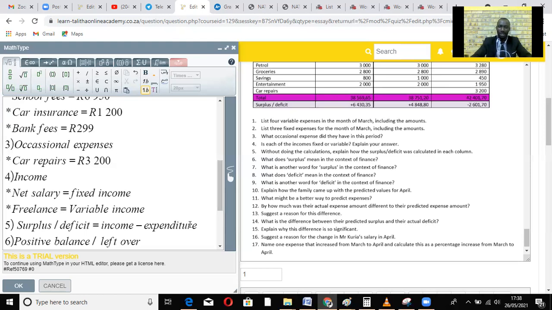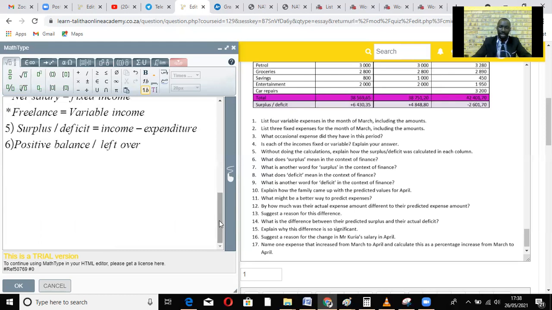Well, now the next question is question 7. And what is question 7? Question 7 is saying, what is another word for surplus in the context of finance? Well, another word for surplus in the context of finance is simply profit. Yes, in the context of finance, surplus means profit.